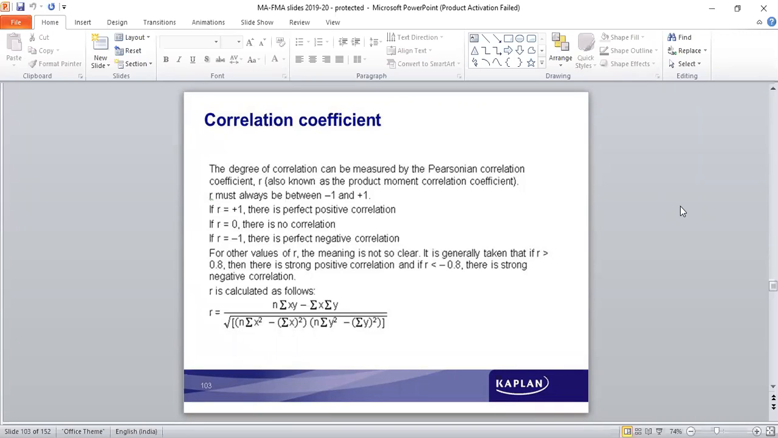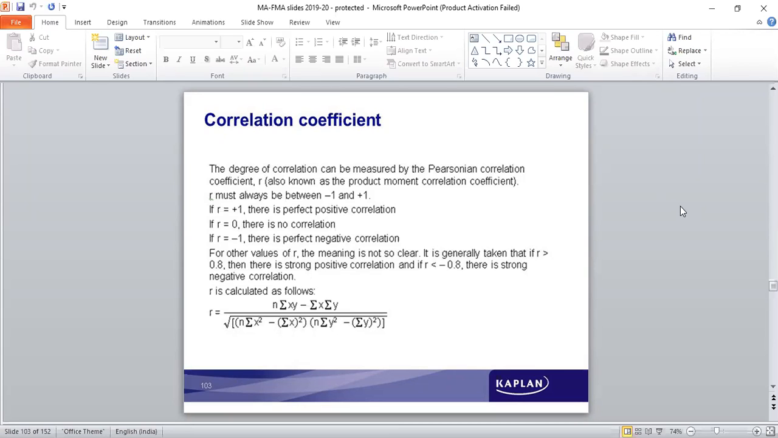Maybe in tomorrow's class we will work out one question on regression and one question on correlation. First, R has to be calculated. There are two variables, x and y. If there is a relationship between these two variables, the calculated R value, and depending on the R value, tells us what type of relationship exists between x and y. So there are certain values which are given.